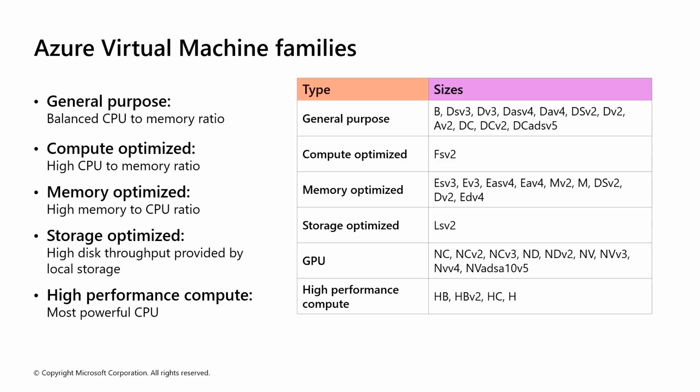Compute-optimized VMs offer a high CPU to memory ratio, making them suitable for medium traffic web servers, batch processing, and certain machine learning workloads that don't require GPUs. Memory-optimized VMs deliver a high memory to CPU ratio and support up to 4 terabytes of RAM, making them a strong fit for most database workloads.